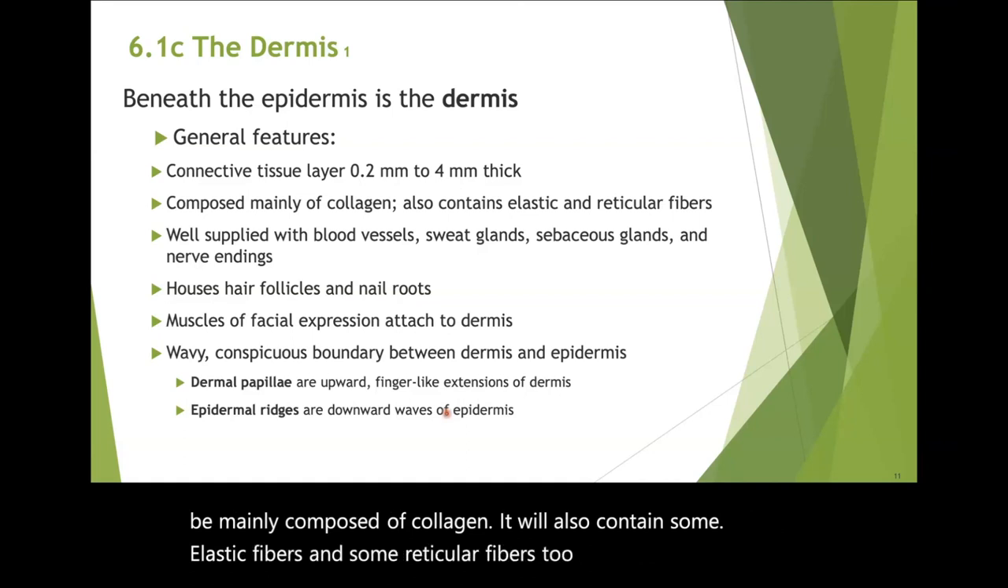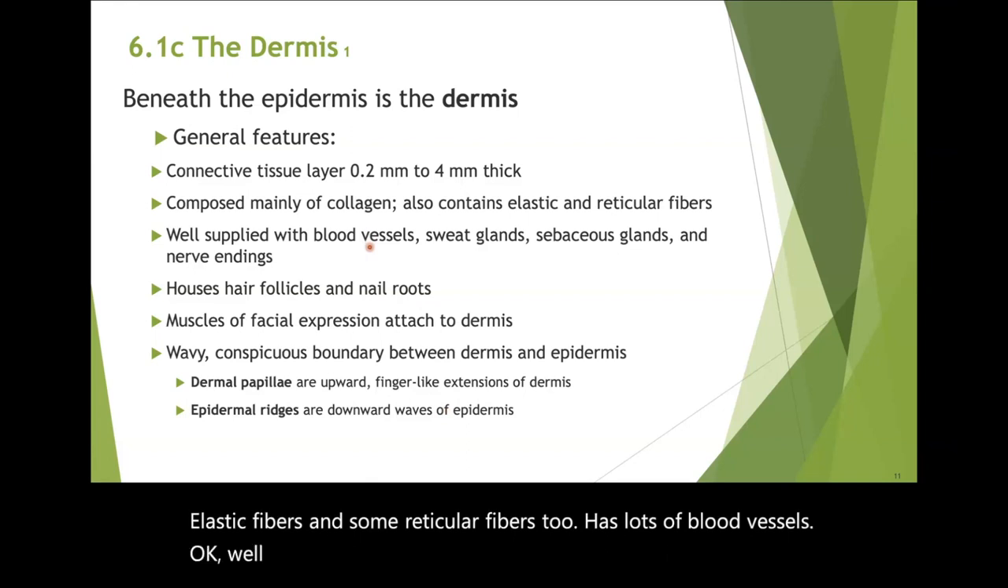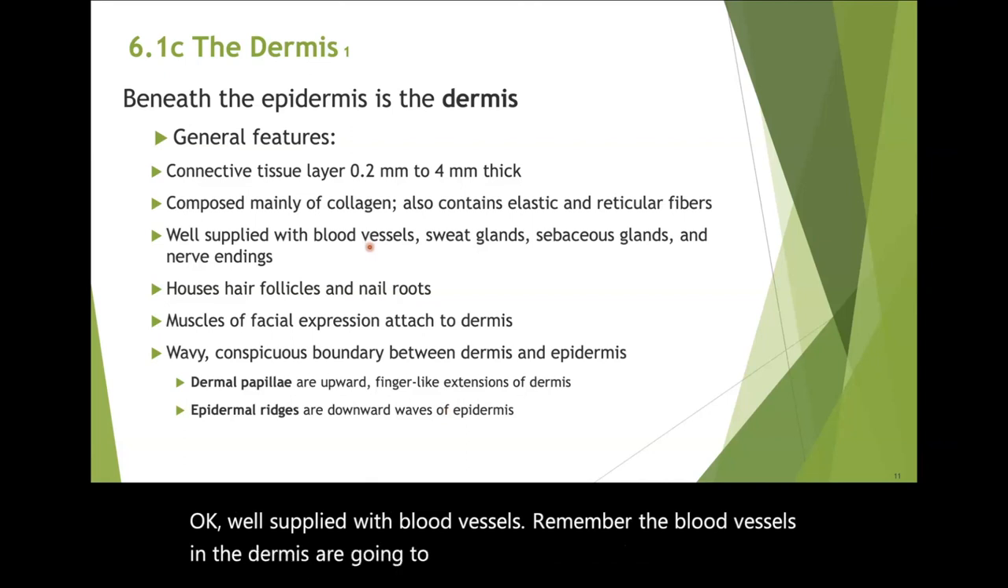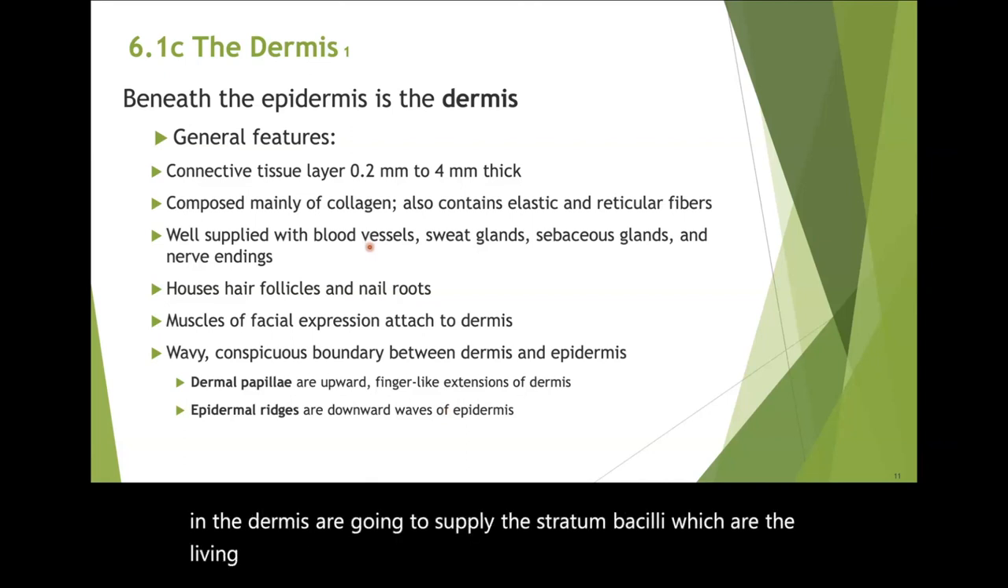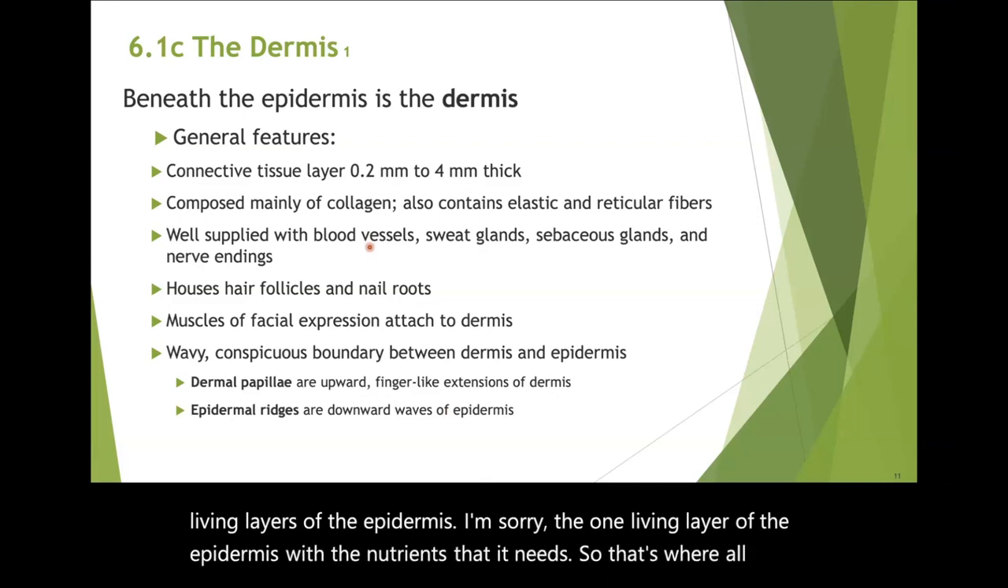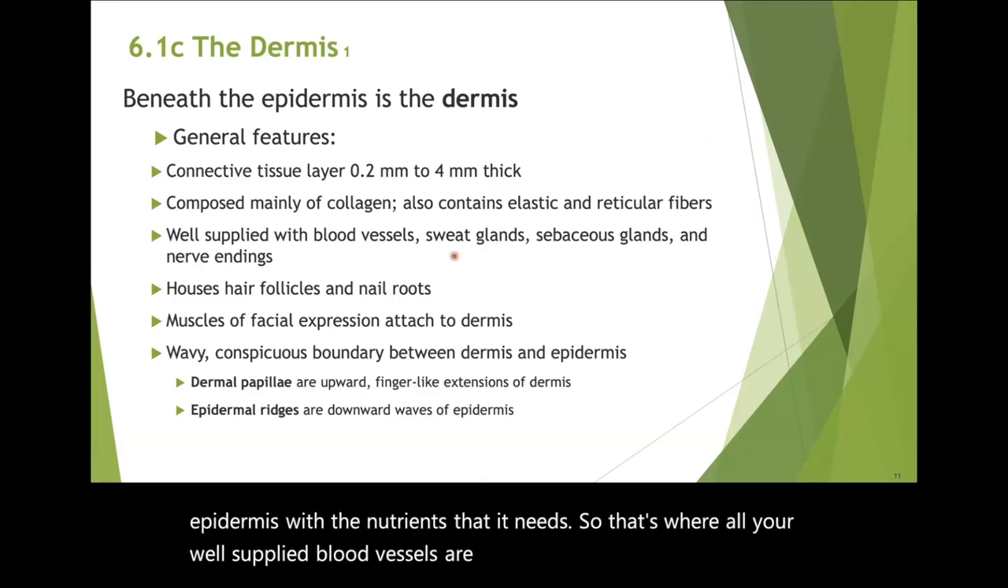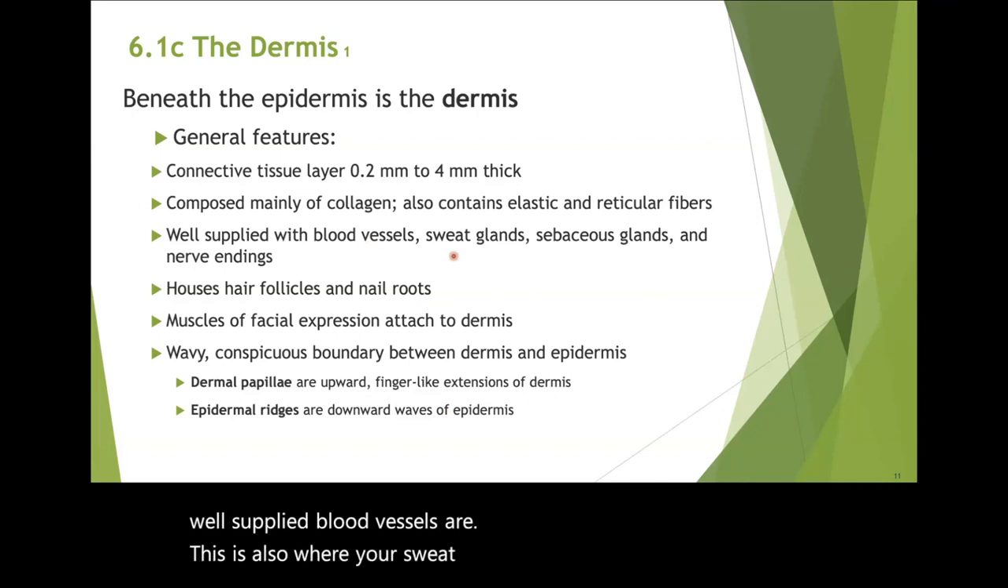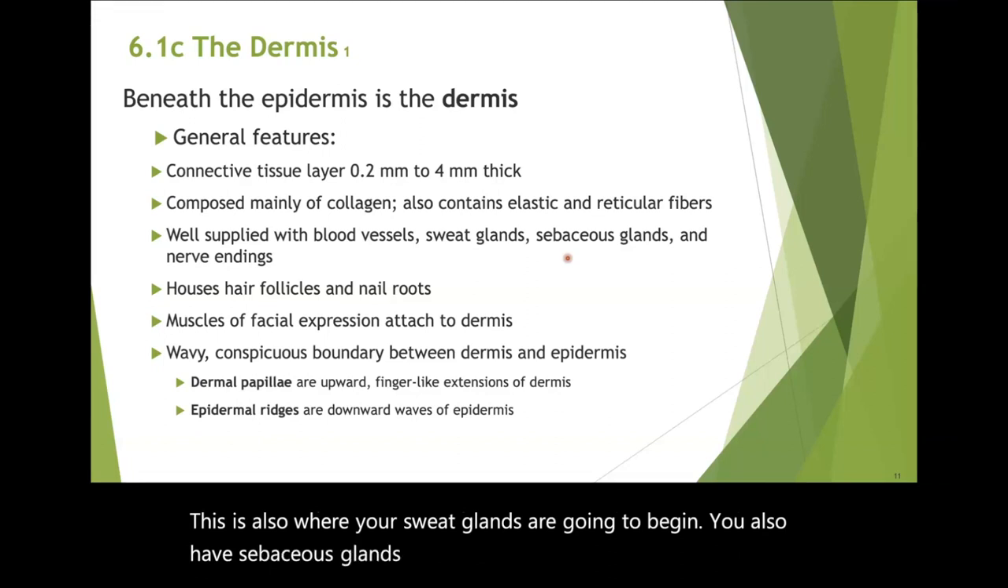Has lots of blood vessels, okay, well supplied with blood vessels. Remember, the blood vessels in the dermis are going to supply the stratum basale, which is the one living layer of the epidermis, with the nutrients that it needs. So that's where all your well-supplied blood vessels are. This is also where your sweat glands are going to begin. You also have sebaceous glands and nerve endings.